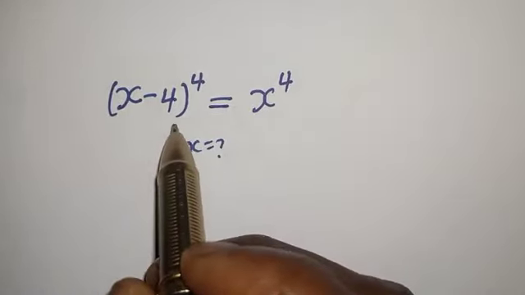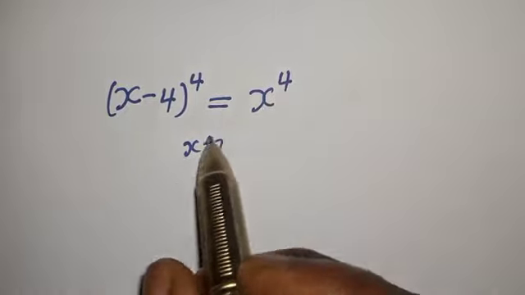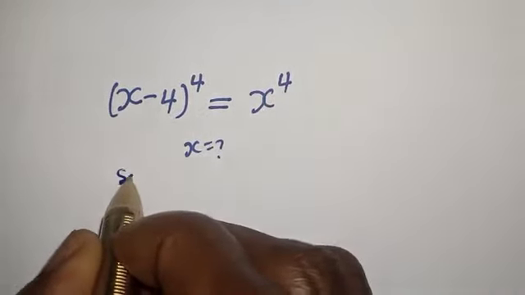Hello, how to solve for s from this equation? (s − 4)^4 = s^4. Solution.